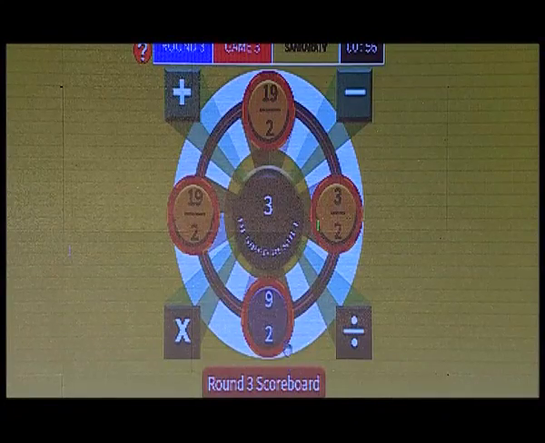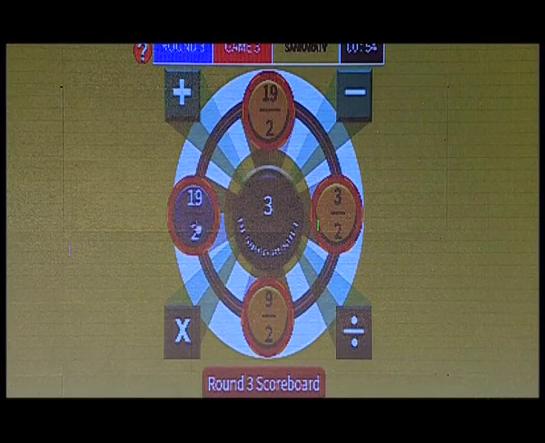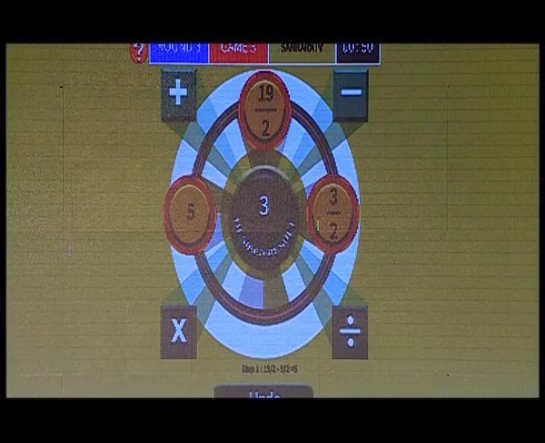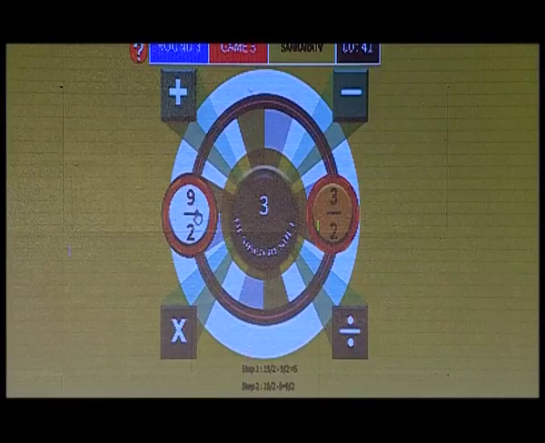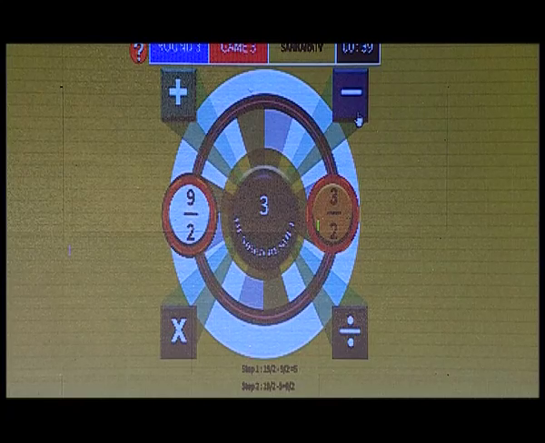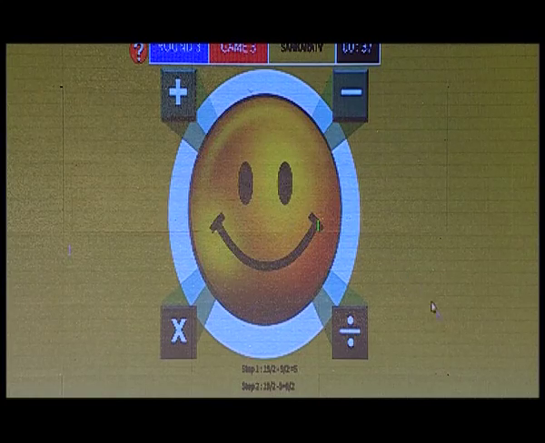Venkatesh, your turn to tell me what you did. Yes. I subtracted 9 by 2 from 19 by 2. 19 by 2 minus 9 by 2. Then I subtracted 19 by 2 and 5 by 5. Then I subtracted 3 by 2 from 9 by 2. So that's 9 by 2 minus 3 by 2. And you arrived at the number 3.